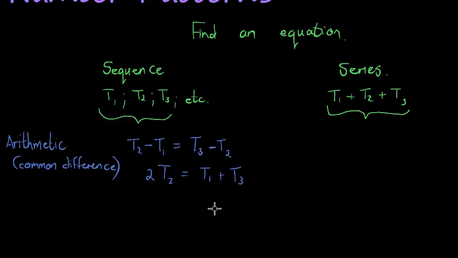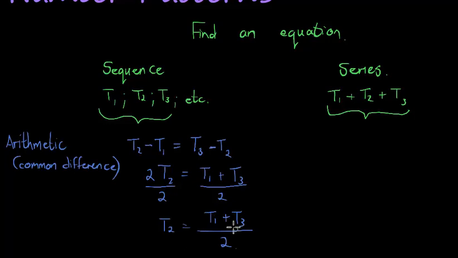Are you with me so far? Do you see how I get it? Is that too light? Is that okay? Should I make my size a little bit bigger? Okay, let's see, like that. Now if I want to get term 2, I can just divide by 2 on both sides, and I get term 2 is equal to term 1 plus term 3, divided by 2.